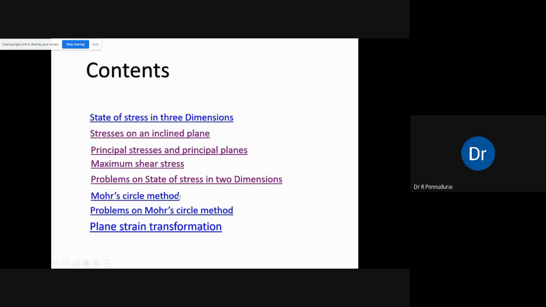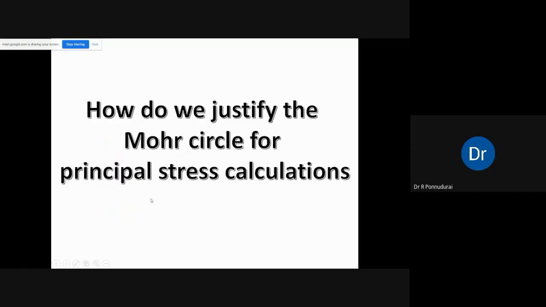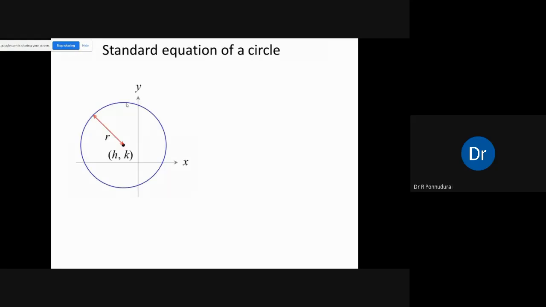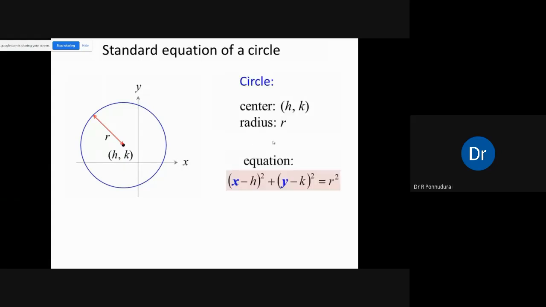So now, how do we get all these values using Mohr's circle, and what is the use of Mohr's circle? We will see that. How do we justify Mohr's circle for principal stress computation? First, how to derive this Mohr's circle? We know the standard equation of a circle. Given a circle with radius r and center point coordinates h, k, the equation of the circle becomes (x minus h) squared plus (y minus k) squared equals r squared.